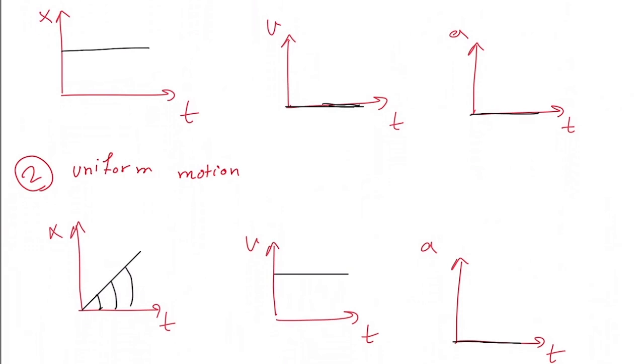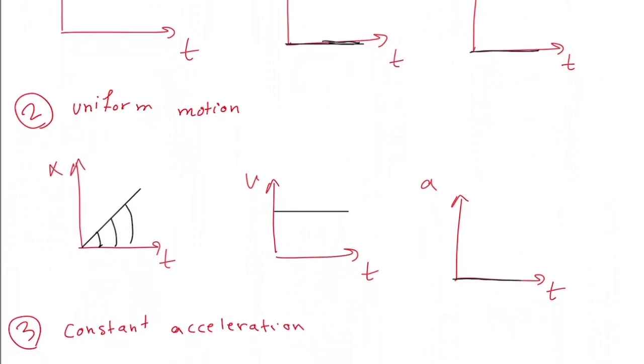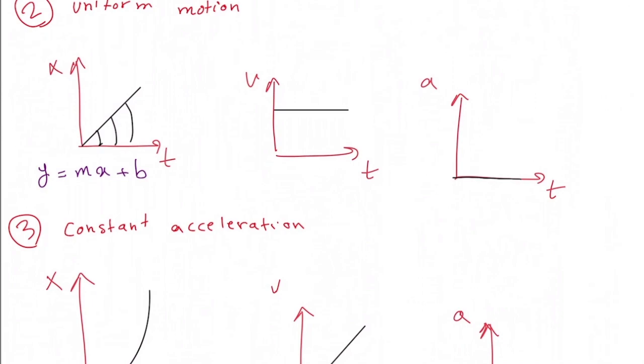This can be deduced by referring to the straight line graph equation. So what is the straight line graph equation? y equals mx plus b. y is actually x, right? So this would be x equals m, the slope, times x, now it would be t, plus x0, or the initial position.